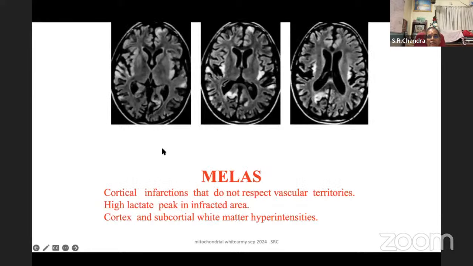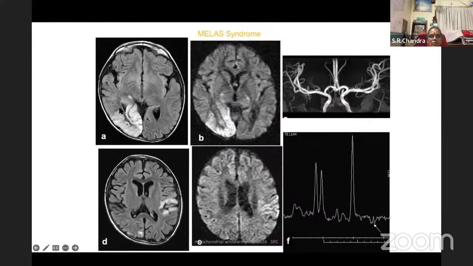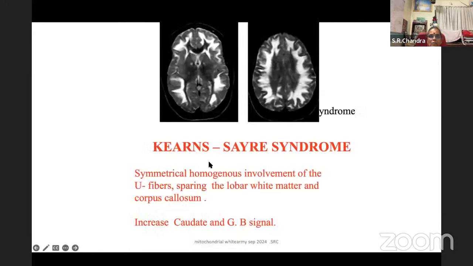Next is MELAS. I showed one case of migraine-like presentation, non-territorial restriction. These are some other patterns of diffusion restriction, non-territorial in MELAS. And this is also another MELAS, non-territorial diffusion restriction, not respecting an arterial territory. Kearns-Sayre syndrome, I showed the case and the typical MRI. This is another MRI of a typical case, but this is taken from literature. That is my own case.